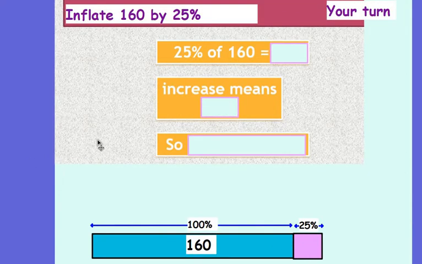Over to you, Year 7, in your light blue books. Can you inflate, which means the same as increase, 160 by 25%. Use the bar model. Pause the video, have a go at that now, please.